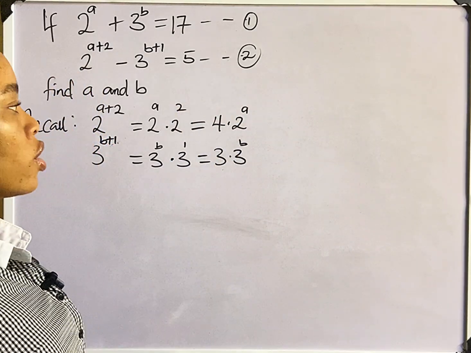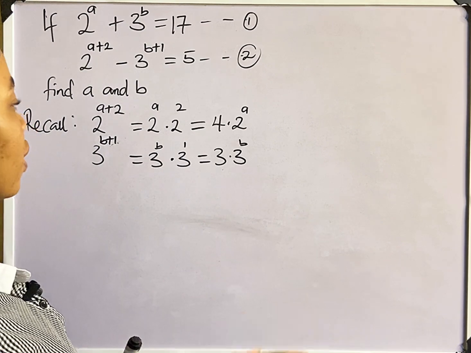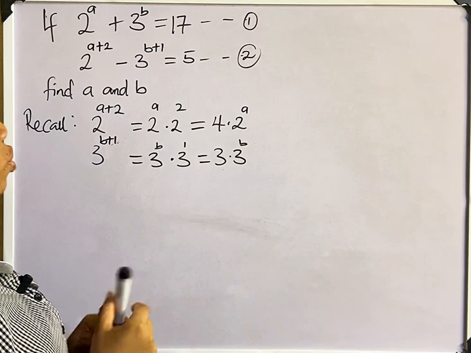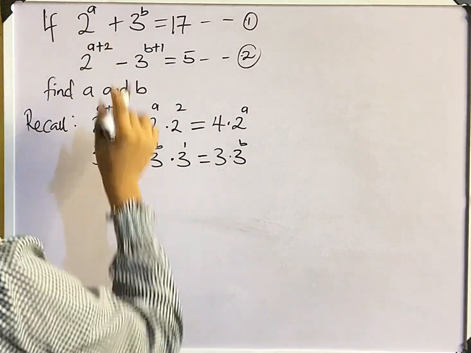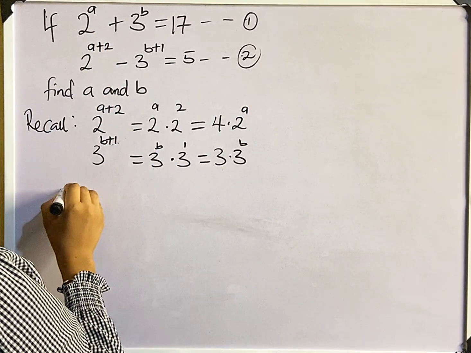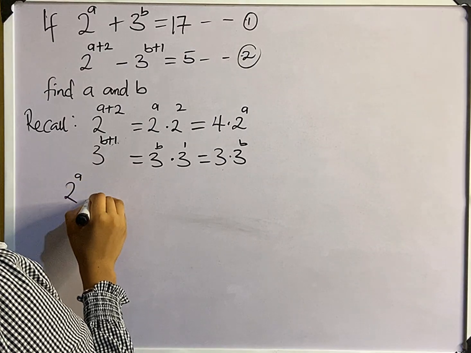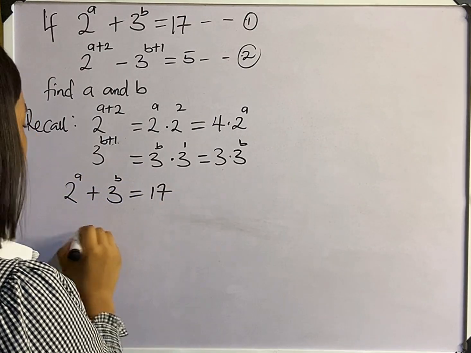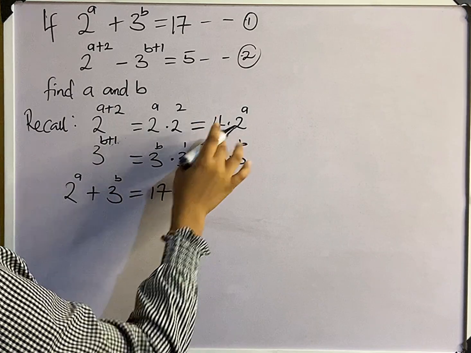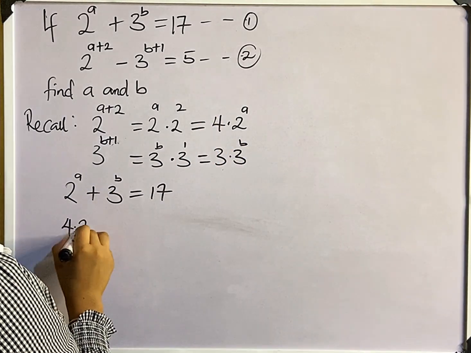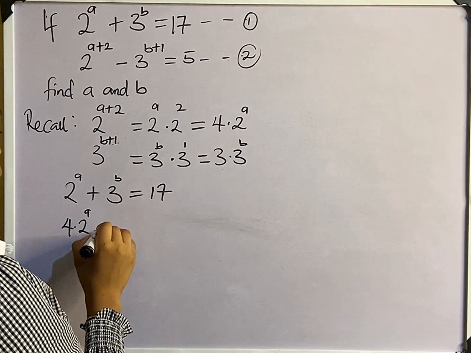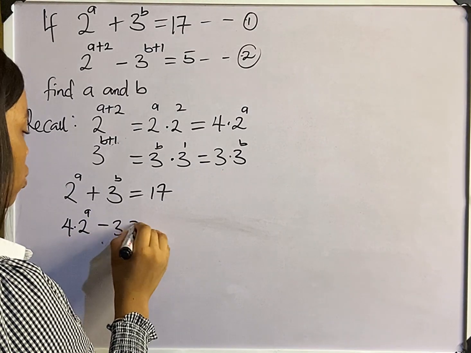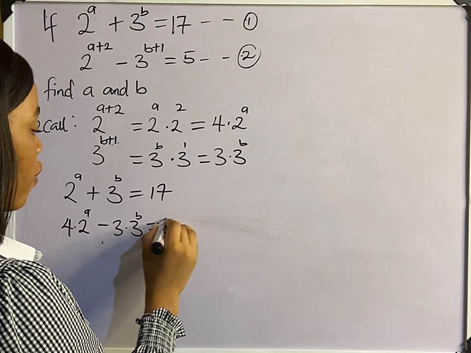Now that I have this, I'm going to substitute this back into my equation 2. So this is my equation now. I have 2 raised to the power of a plus 3 raised to the power of b equals 17, and then my equation 2 is now 4 times 2 raised to the power of a minus 3 times 3 raised to the power of b equals 5.